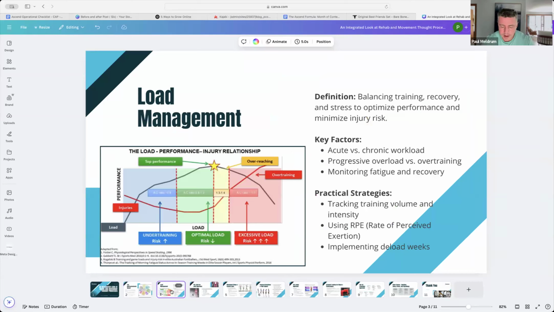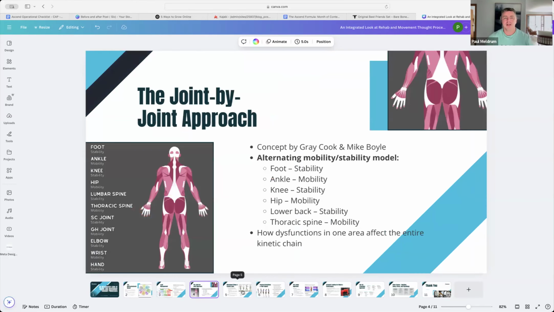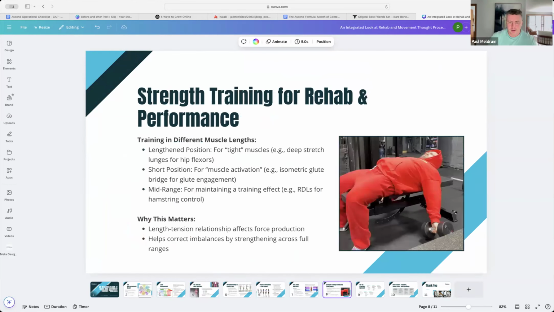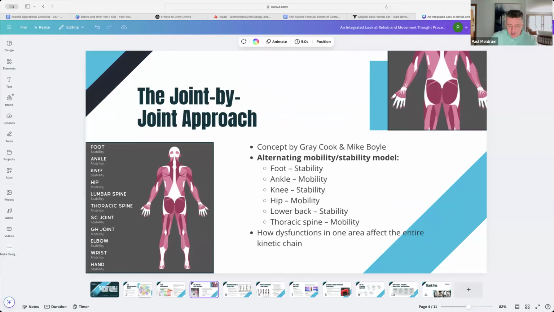Look at where are they weak? Where are they strong? Where have they done too much? Are they under recovered? Are they over recovered? There's a ton of things that you can look at with load management. Okay, from there, we go in through all these different formulas here: the joint by joint, movement, slings, postural, Yonder approach, and strength, all these four, to see what we need to help biomechanically for that client to get the best outcomes for them so they feel better.